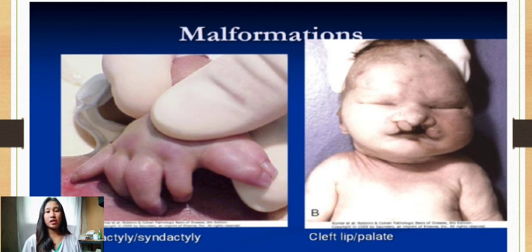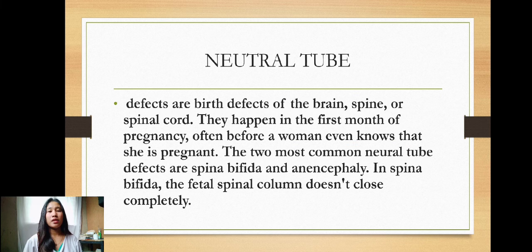Cleft lip is the birth defect that results in a unilateral or bilateral opening in the upper lip between the mouth and nose, while cleft palate is a birth defect characterized by an opening in the roof of the mouth caused by the lack of tissue development. So the second example is neural tube defects.